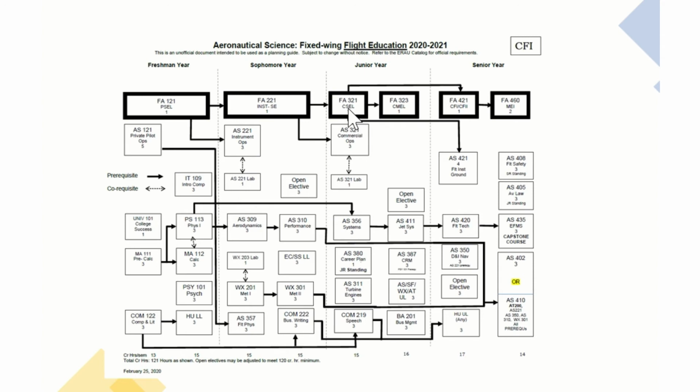And so what you have is your commercial single engine, your commercial multi, and then your CFI courses. And you can do them in sequence just like this, 321, 323, 421. Or you can do commercial single, hop on over to CFI, and circle back to multi. One thing for certain is that you cannot take the CFI ground course until you have finished your commercial single engine. And that is because you are working on foundational knowledge here that you will apply in this course.